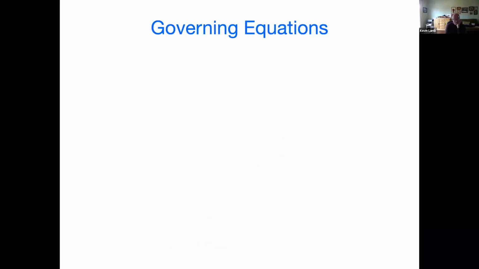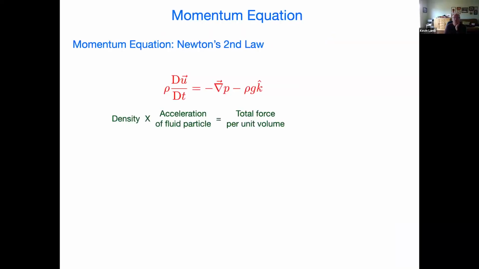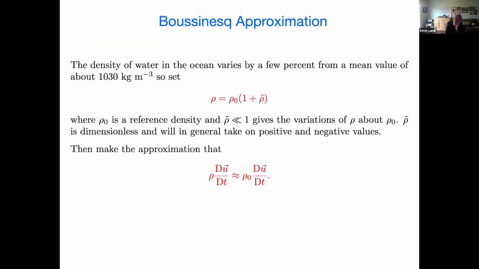Okay, so I'm going to talk about the governing equations for a bit. So first of all, we've got the momentum equation. So it's just density times acceleration of a fluid particle equals the total force per unit volume. Okay, and now I'm going to make an important approximation to this equation called the Boussinesq approximation. So the density of water in the ocean varies by a few percent from a mean value of about 1,030 kilograms per cubic meter.